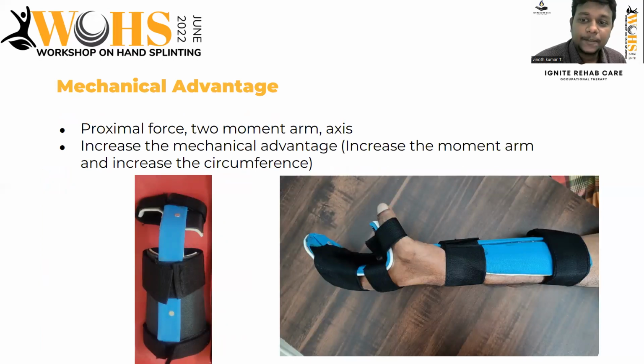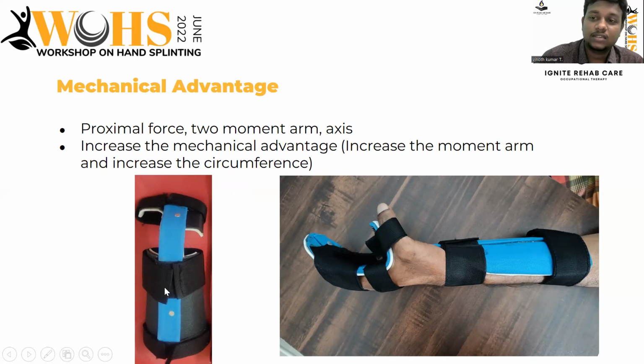Mechanical advantage. This is an interesting principle if you follow it. Basically, whatever splint you design will have a proximal force, movement arms, and an axis. It will be comfortable for me to explain using a cock-up splint. You can see the splint has one proximal force, provided by the proximal part of the splint, and there will be two movement arms. This is the axis.